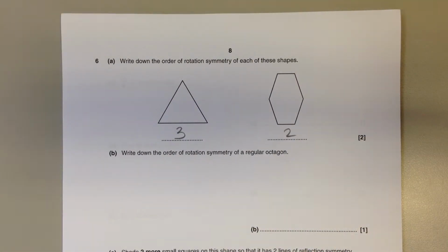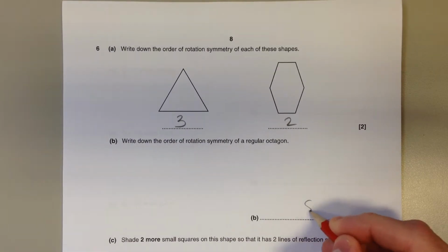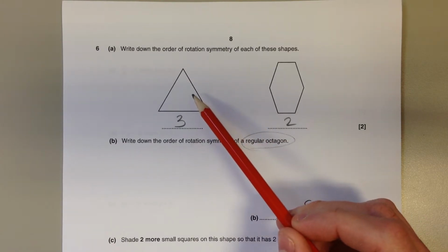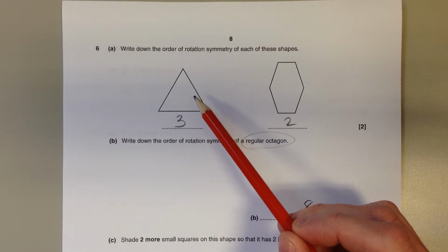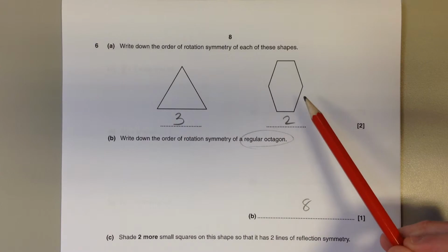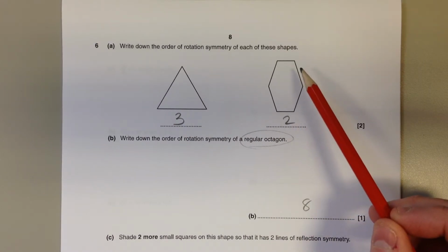Question 6, part B. The order of rotational symmetry of a regular octagon is 8. A regular octagon is one where the sides and the angles are all the same. And when you have a shape where all the sides are the same length and all the angles are the same, the order of rotational symmetry is the same as the number of sides. This is a six-sided shape. Rotational symmetry is not order 6 because all of the sides are not the same.